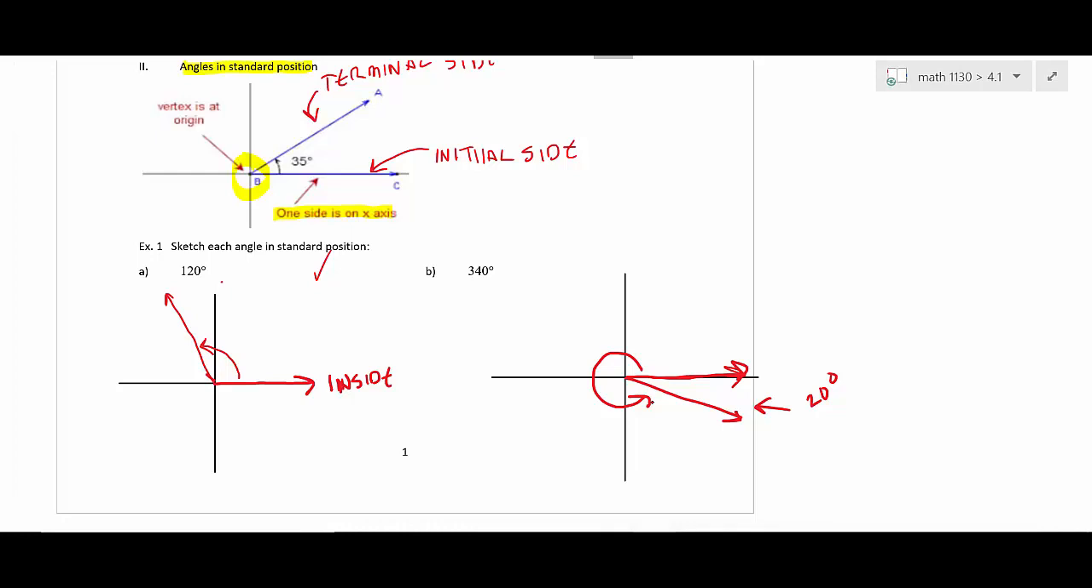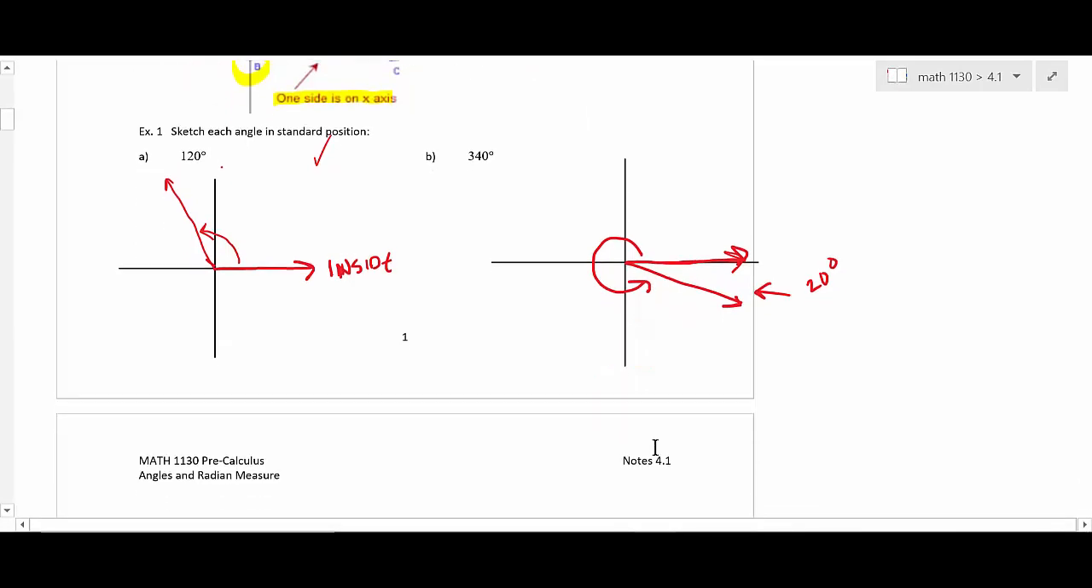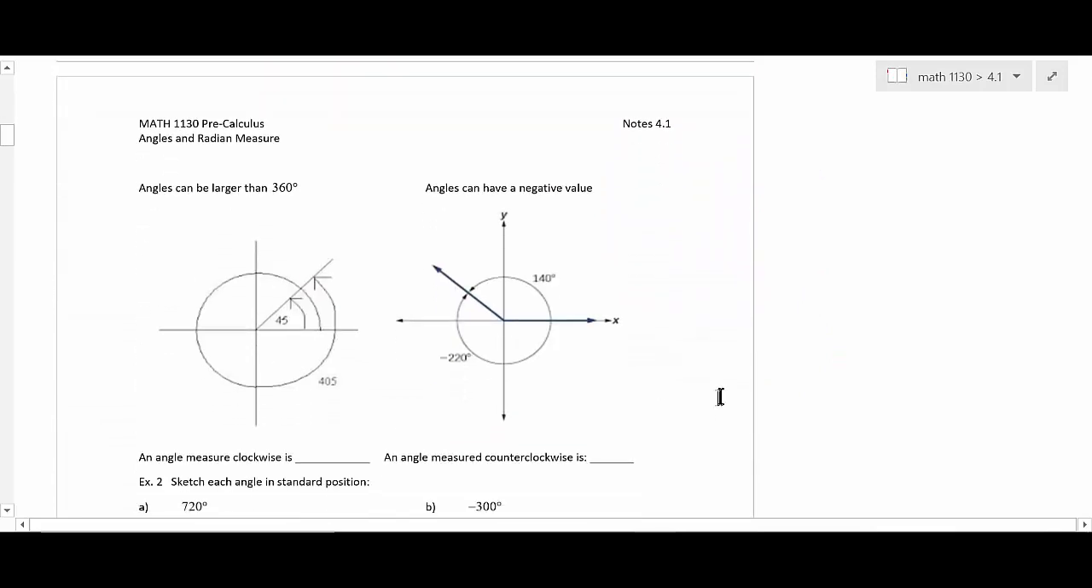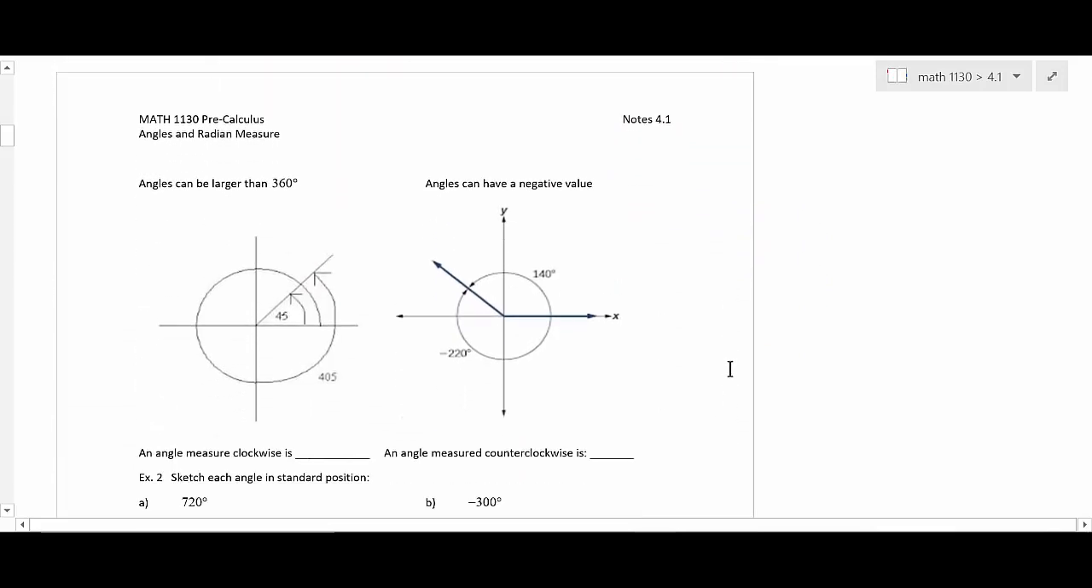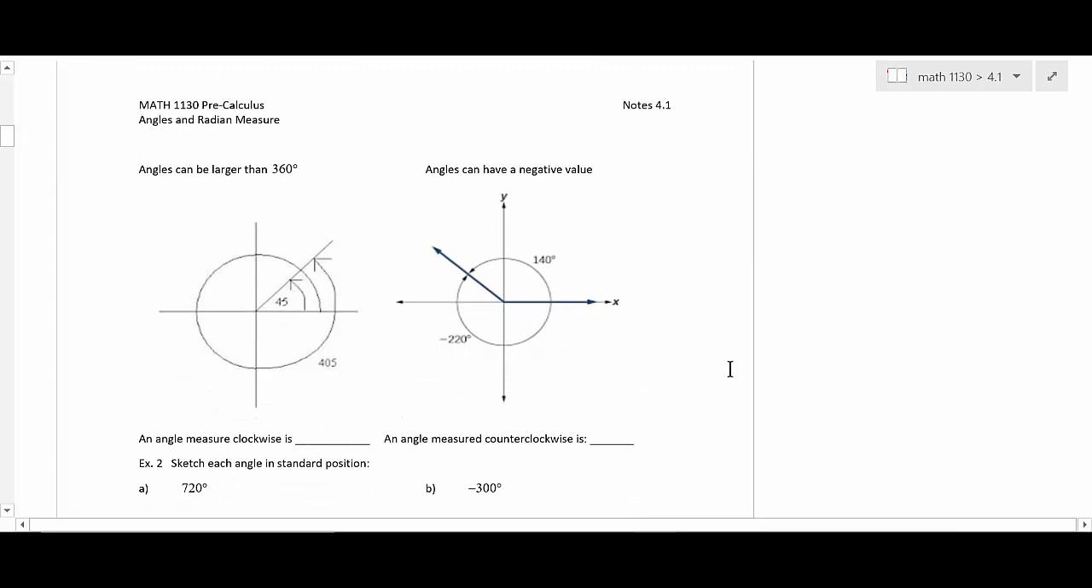We're almost always going to do our angles in standard position. So start at the x-axis, terminate in one of the quadrants, and then show that you're going counterclockwise, okay? Now, usually students never learn anything about angles being bigger than 360 until you're in a trig class.